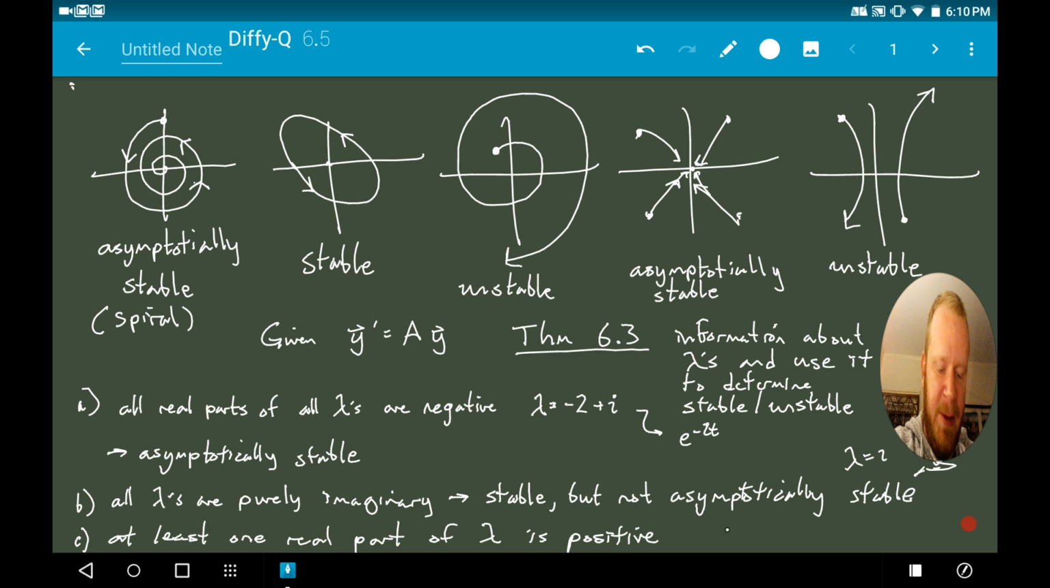So if at least one real part of lambda is positive, then that means that we're looking at an unstable system, right? Because that would just be like this, except it would be e to the 2t, and that would be kind of like growing over time. All right, so as t increases, the radius gets bigger, the solutions get bigger, so that's just going to fly off to infinity. So this was 6.4, section 6.4.